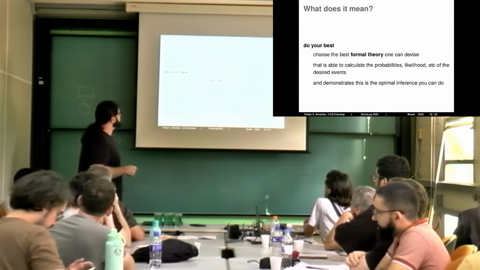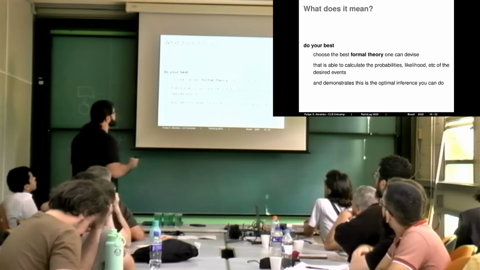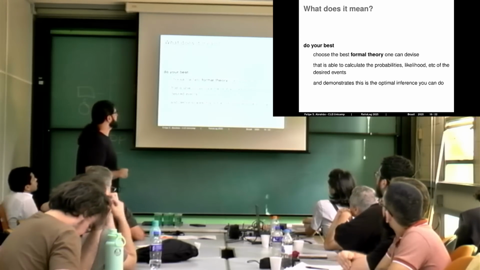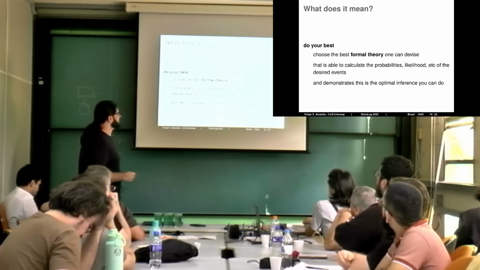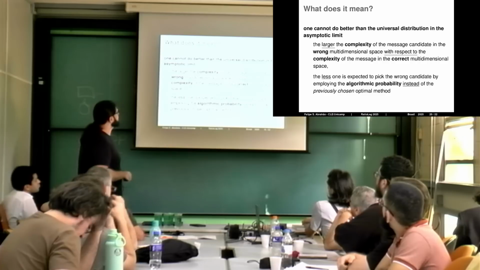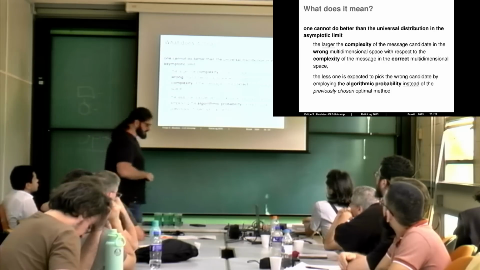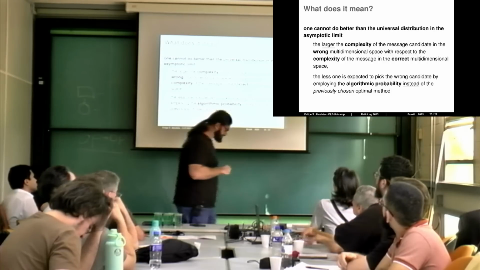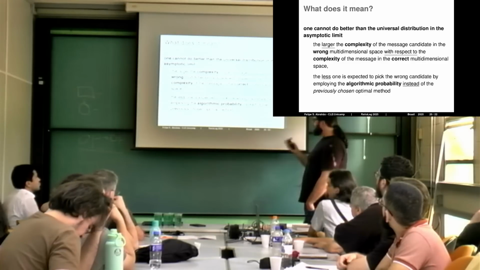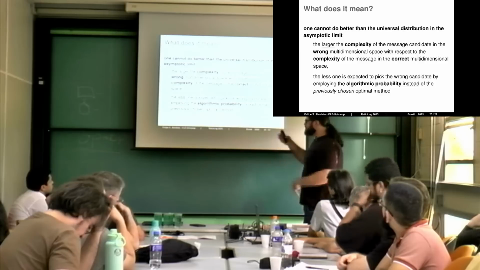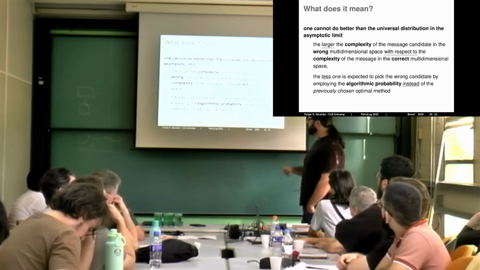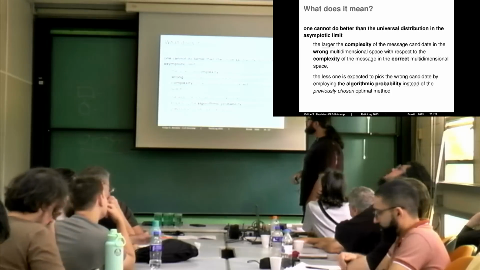So just to explain, you do your best: pick the formal theory, pick the statistical framework, demonstrate that this statistical framework is very good or good enough for what you want, and using algorithmic probability is eventually going to be better at estimating the optimal solution than the previously chosen optimal method that you took in the previous slide.